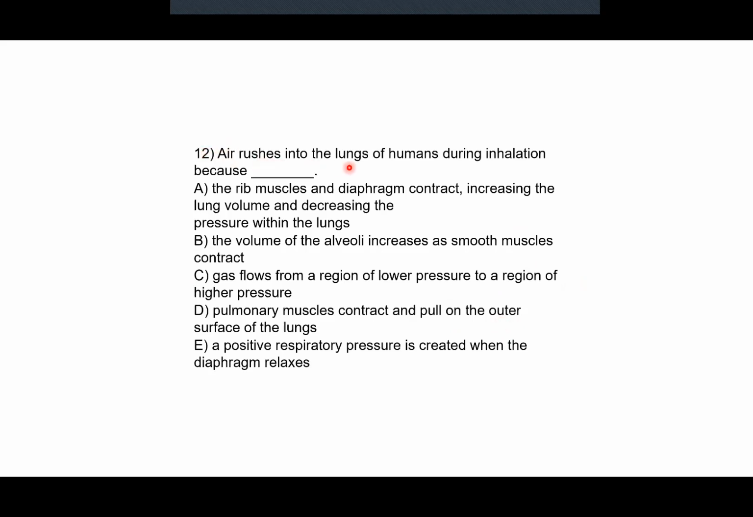12, air rushes into the lungs of humans during inhalation because A, the rib muscles and diaphragm contract, increasing the lung volume and decreasing the pressure within the lungs. So again, the rib muscles and the diaphragm are muscles which are capable of contracting. And when they contract, they reduce the pressure on the lungs, which allows the lungs to increase in volume and take in a quantity of air.